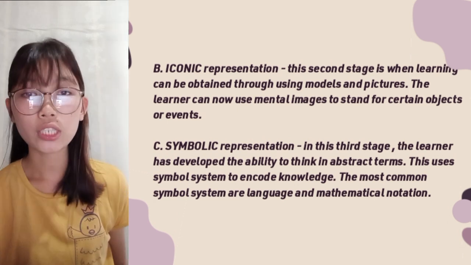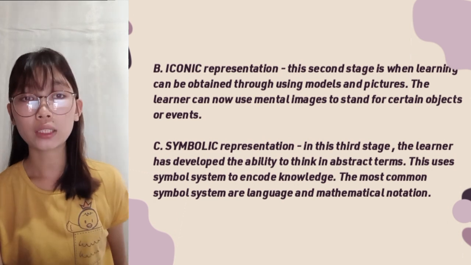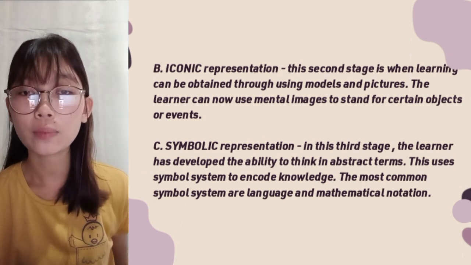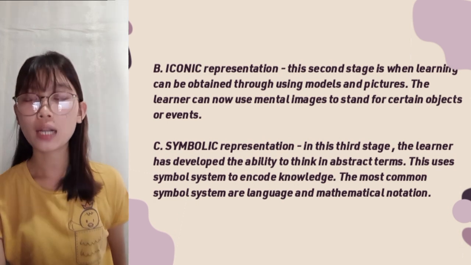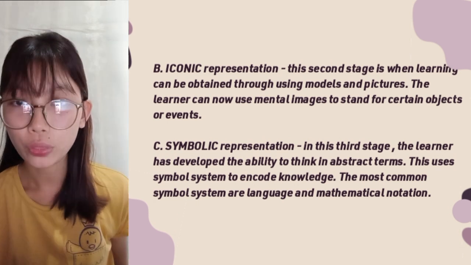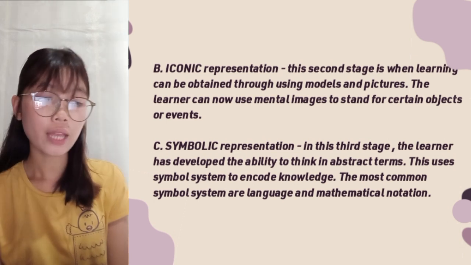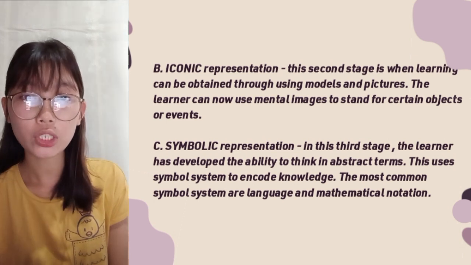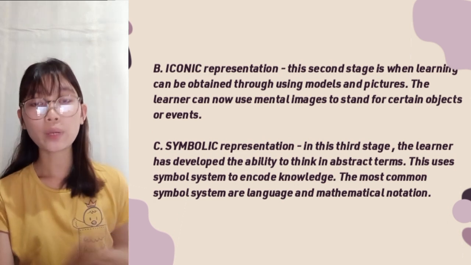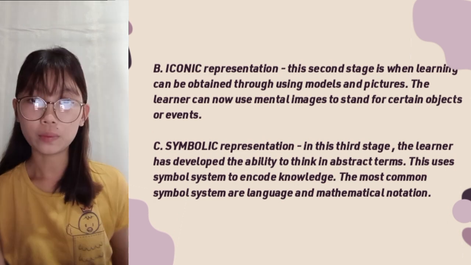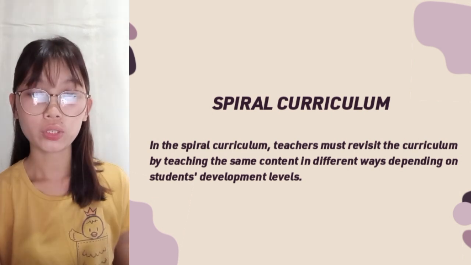The last one is the symbolic representation. In this third stage, the learner has developed the ability to think in abstract terms. This uses a symbol system to encode knowledge. The most common symbol systems are language and mathematical notation. At this stage, learners can use symbols such as words, numbers, or mathematical signs to represent ideas or objects. So now, let's move on to spiral curriculum.